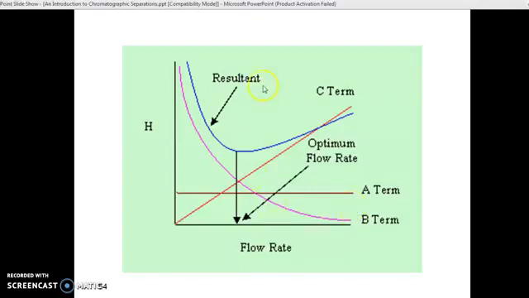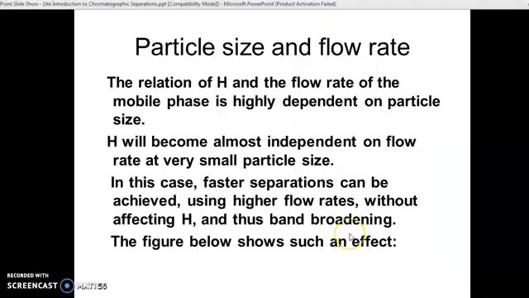Now with these effects, this is the resultant, and H is much more affected when you are concerned with the flow rate. So these are correlated with each other. The optimized flow rate is definitely affected by term A, term B and term C. So the particle size and flow rate, as we have already discussed. But H, that is band broadening, is not much dependent on the particle size.